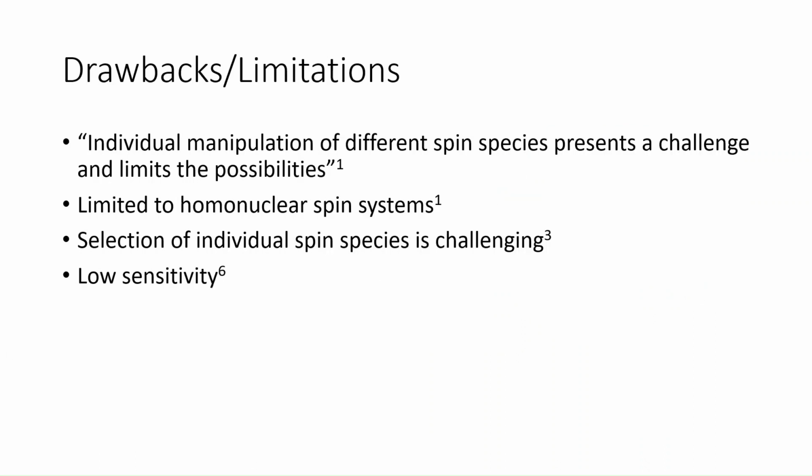One limitation of zero-field NMR is that individual manipulation of different spin species is more challenging, and this limits the uses of zero-field NMR. Thus far it is limited to homonuclear spin systems, where the spin-spin interactions are between the same nuclear spins. Heteronuclear describes the spin-spin interactions between different nuclear spins in a molecule.